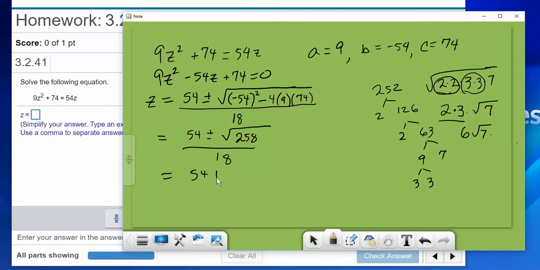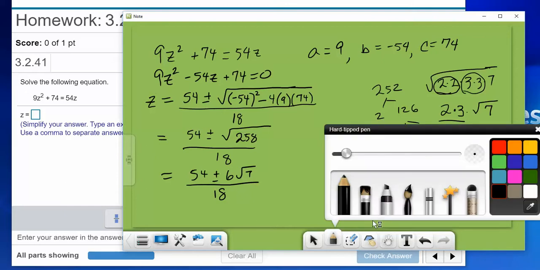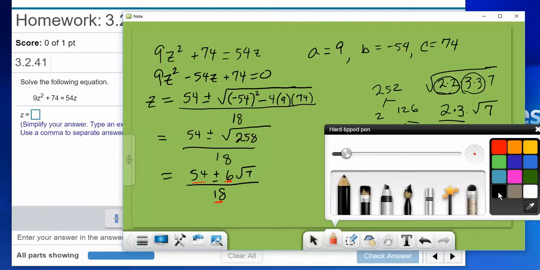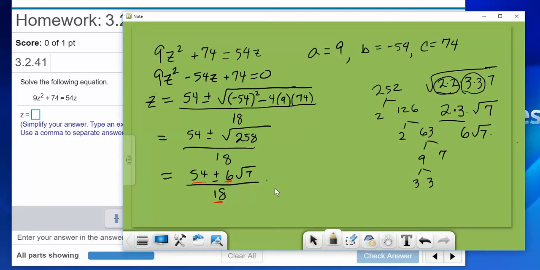So we have 54 plus or minus 6 square root of 7 over 18. Now what we're doing here is we're looking at these three numbers, the 54, the 6, and the 18, and seeing if anything factors out of those three numbers. So there's 6 divides out of all three of them. So 54 divided by 6 is 9. 6 divided by 6 is 1. I don't need to write the 1.